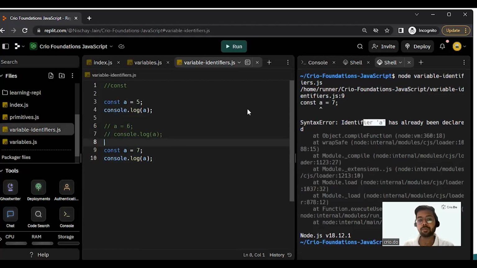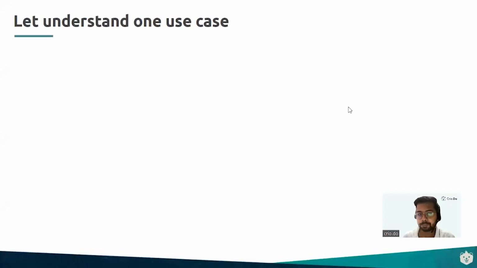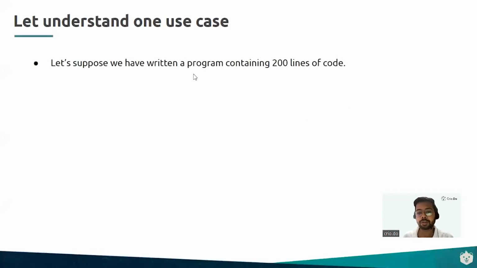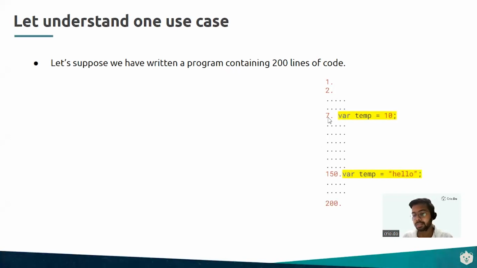Now let's try to understand one more use case. Let's say you have written a program containing 200 lines of code, right? We are just imagining that at some line number 7, you must have declared a variable by using var. So maybe you might have done something like var temp equals 10. Now since you have written so much code, at some random line number 150, you have again declared a variable using temp because you have forgotten that you have already used the same named variable. And this time you said var temp equals hello.